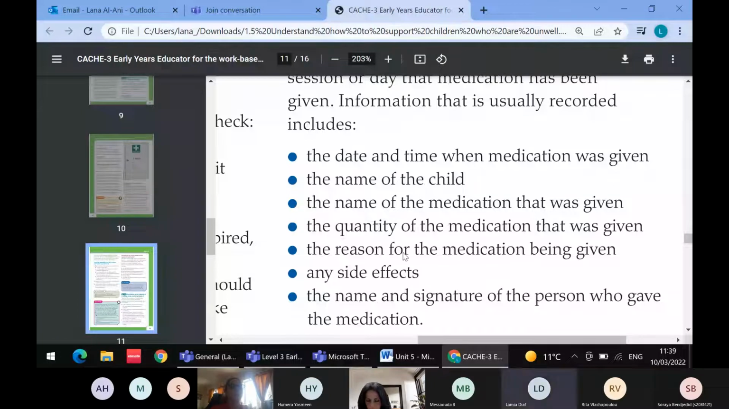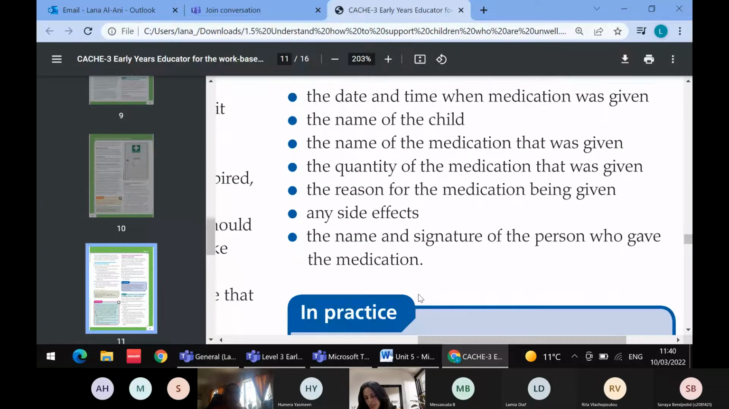The name of the child is very important. It should be on the medication too. Exactly, and also the name of the medication. The quantity of medication that was given. Good. That's very important. The reason why we're giving this medication is very important as well. And the name of the person who gives the medication. Very good. That's very important.